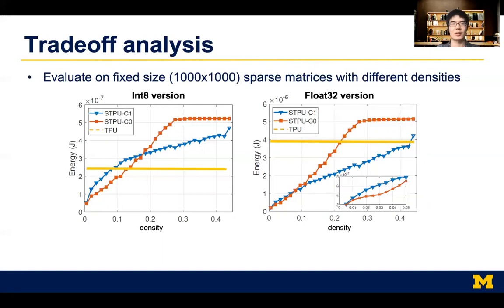This is because the sparse matrix packing doesn't work in the high density range, and the overhead of the modified PE in STPU consumes more energy. It's worth noting that in the floating point implementation, the break-even density level is much higher than in the integer implementation because the relative overhead of the floating point PE is much smaller.